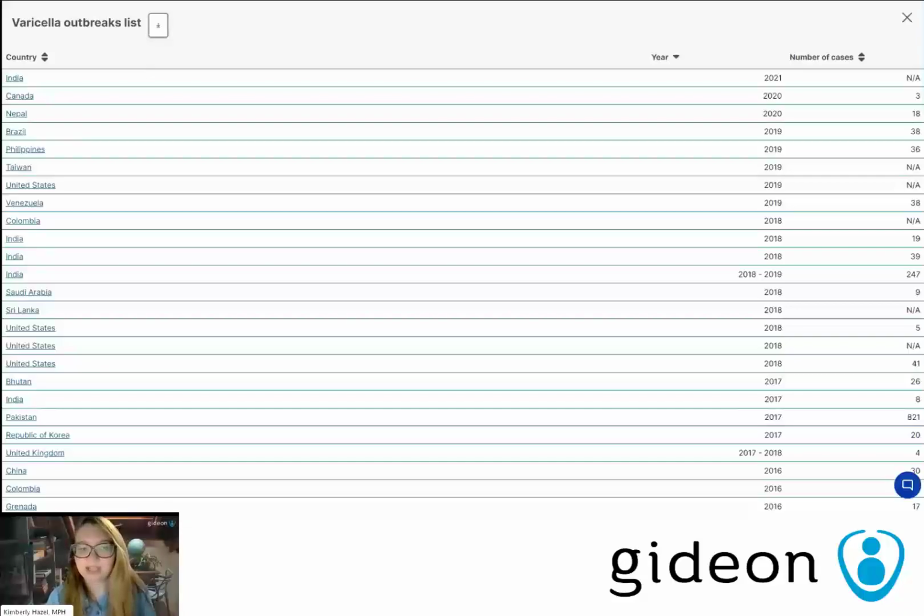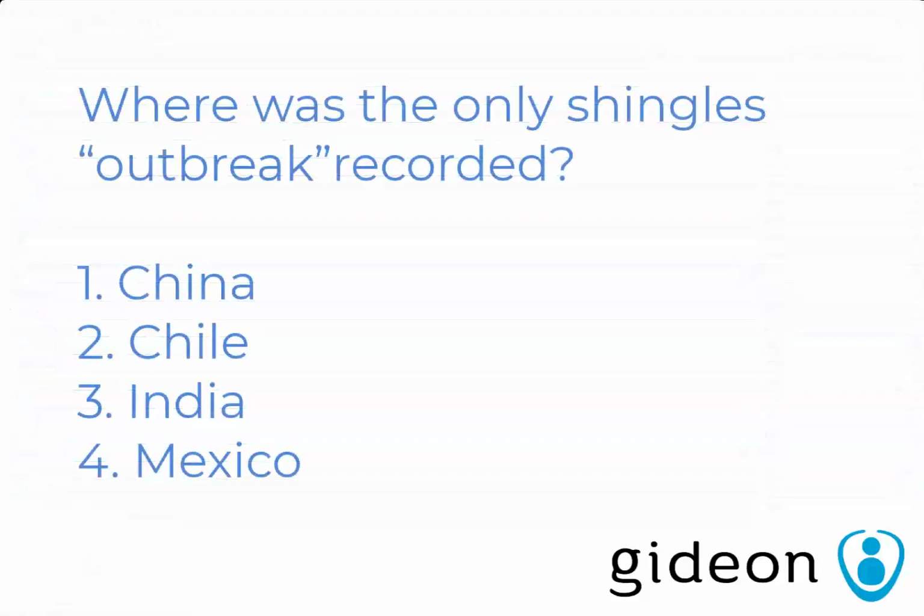Herpes zoster is approximately 20% as infectious as varicella, so it's not nearly able to spread at the same rate, nor is it able to travel person to person and create these outbreaks that we know with chickenpox are so common. So that leads me to my final trivia question that I have specifically for you guys today, and that is, where was the only ever recorded shingles outbreak? Where did that take place?